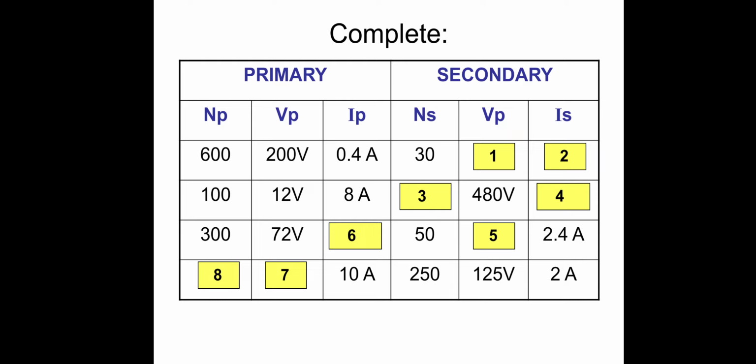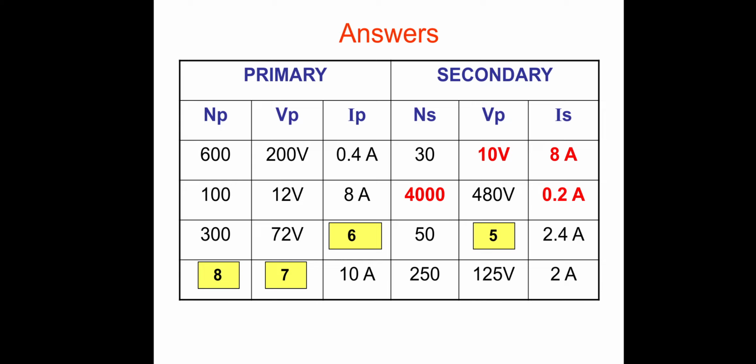So let's look at the answers. The first one, 10 volts. Next one, 8 amps. Next one, you should have got 4,000 turns. And then 0.2 amps. 12 volts. 0.4 amps. 25 volts. And finally, 50 turns. So hopefully that went okay. That's the GCSE recap finished in essence. So next we're going to look at some purely A-level content.